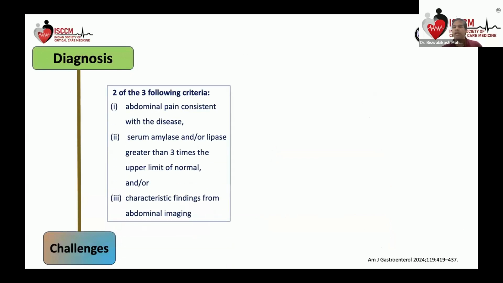First, coming to the diagnosis. As we already know, for the diagnosis of acute pancreatitis, there should be abdominal pain consistent with the disease, along with amylase and lipase more than 3 times the upper limit of normal, along with some abdominal imaging to confirm the diagnosis.